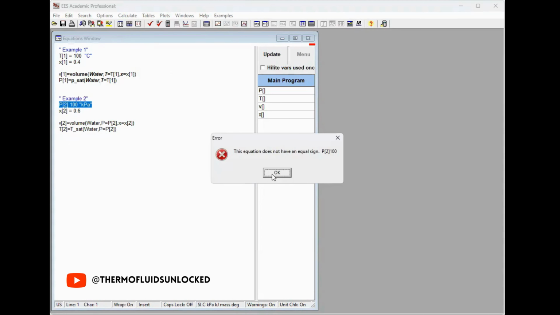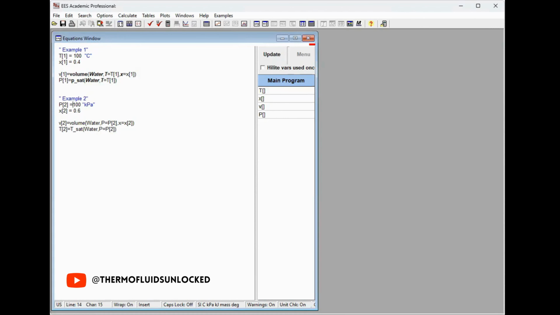It says that the equation does not have an equal sign. So the software is smart enough to find some issues here, and I've simply forgotten to put this equal sign here. So if you see an error sometimes, it's probably coming from our side. So just look into equations and be open to handle problems like this.